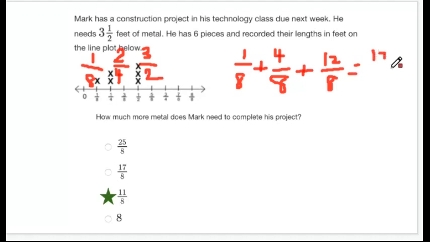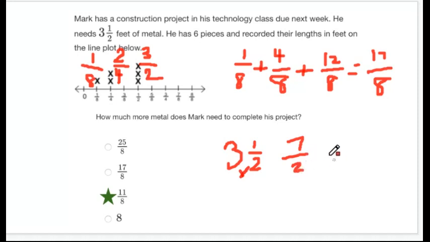Then I need to find out how much more. So if I take 3.5 and I rename it as an improper fraction, I'm going to say 3 times 2 is 6, plus my 1 is 7, so I have 7/2. Well, I've got to have a common denominator in order to subtract. So the way I get to that is 2 times 4 is 8. What I do to the bottom, I have to do to the top. So 7 times 4 is 28/8.